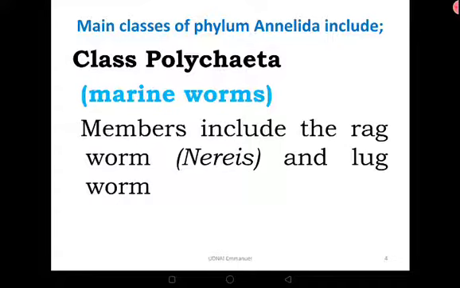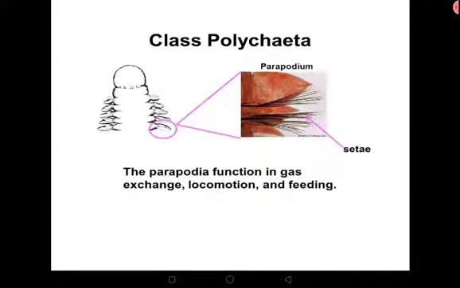Those ones mostly live in salty water bodies like oceans and seas, and they are therefore marine. They are termed marine worms. And they include the lugworms and the ragworms. So we can have a look at some of the structures of those organisms.